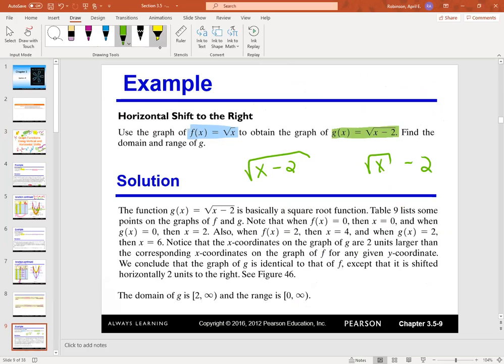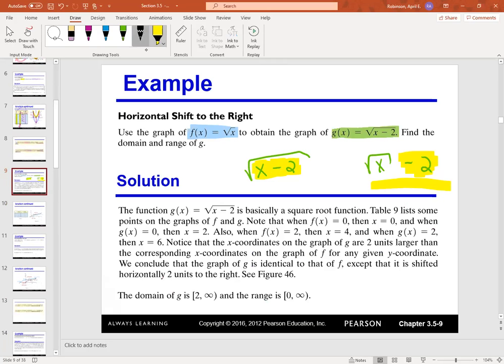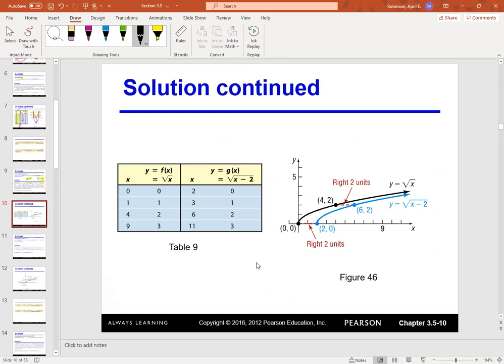Do you see the difference? This one, the minus 2 is not under the radical. Whereas this one, it is. It's with the x. Over here, the x is separate. That's going to make a difference. Okay. So once again, they've got their big long verbal directions here. But I want you to look at the graph because that makes the most sense.